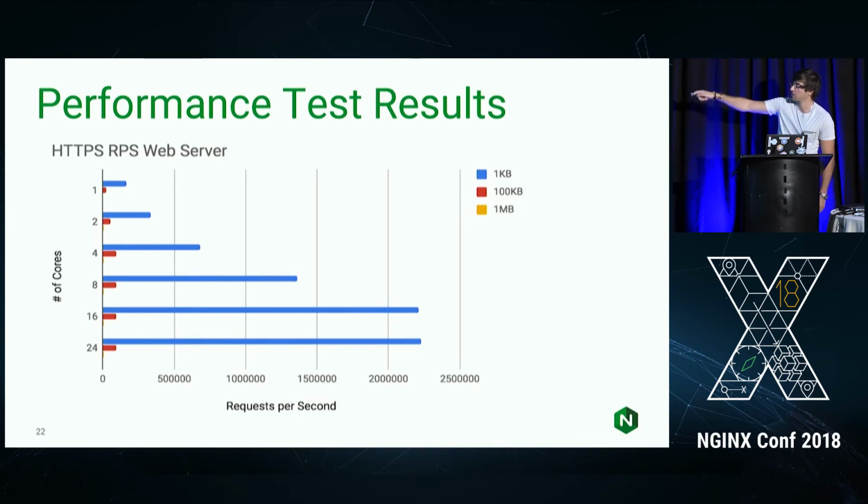So much nicer flow here. Over 2 million requests per second for 1 KB file size, 94,000 requests per second for 100 KB file size, and 9 to 10,000 for 1 megabyte file size.